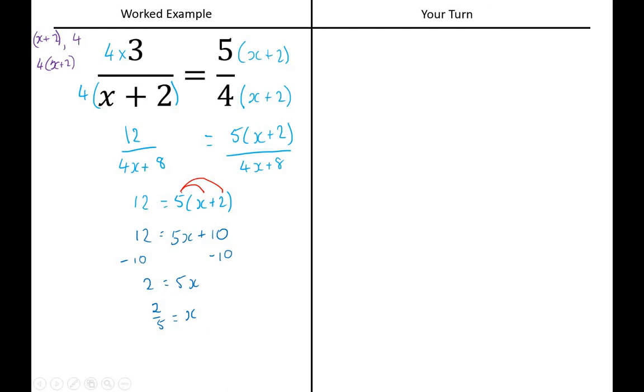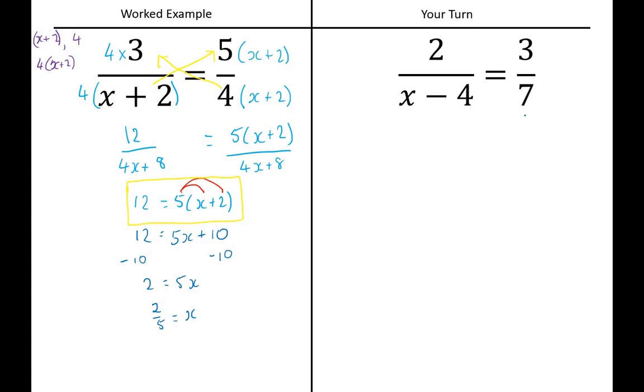Right, if instead you did some cross multiplying, then hopefully you can see your x plus 2 would multiply next to the 5, and your 4 would multiply next to the 3, and that jumps us straight to the second line of working out. So 12 would equal 5 brackets x plus 2. Your turn now. If we have a common denominator, it will be 7 times x minus 4.